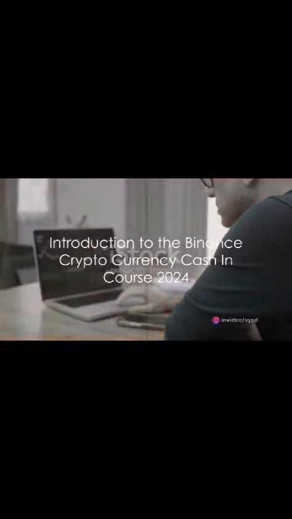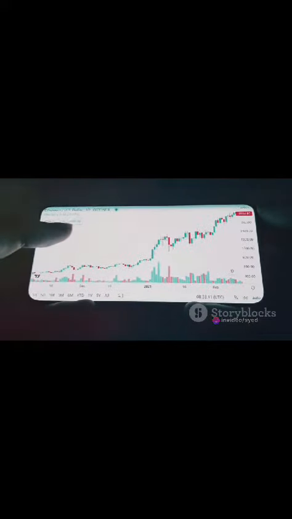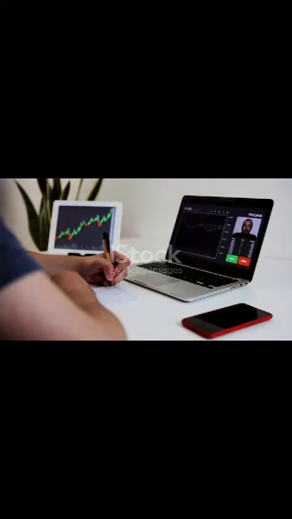Have you ever wanted to dive into the world of crypto trading but didn't know where to start? Well, you've come to the right place. Welcome to the Binance Cryptocurrency Cash in Course 2024, your gateway to the dynamic world of crypto trading.